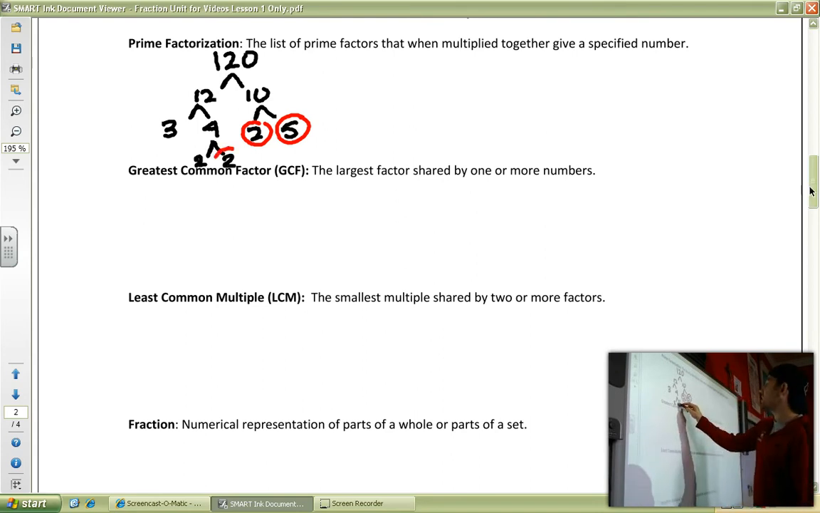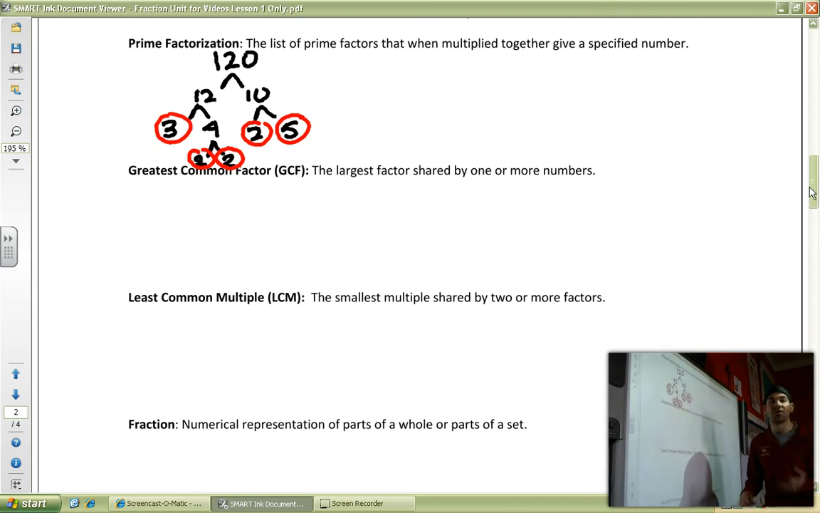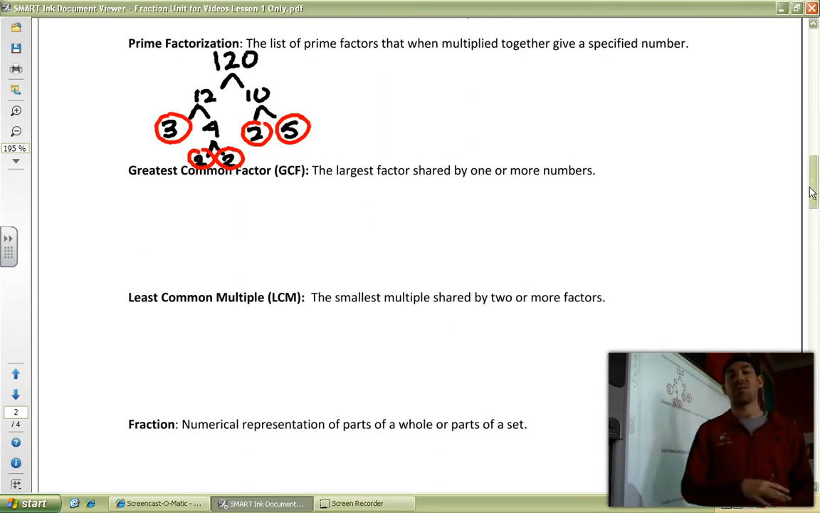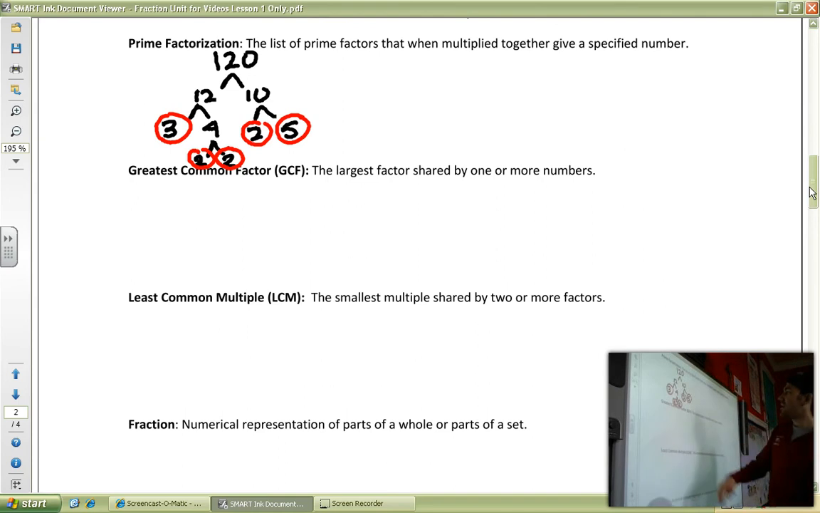Notice one thing I'm doing is circling all of my prime numbers. When we get to the prime numbers, let's call them our leaves. When all of your branches end with a leaf, you've finished your factor tree. So now all we need to do is write out our prime factorization.